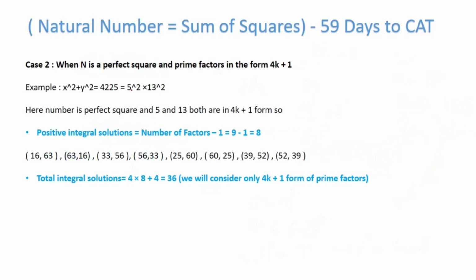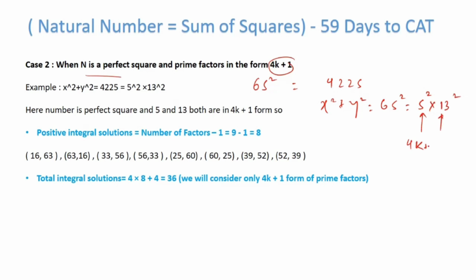Come to the second case. Here, n is a perfect square and the prime factors are of the form 4k plus 1. So, for example, let's take this case. This case is 65 square, which is also 4225. So, x square plus y square is equal to 65 square, which can be written as 5 square into 13 square. Both these numbers, 5 and 13, are of the form 4k plus 1.